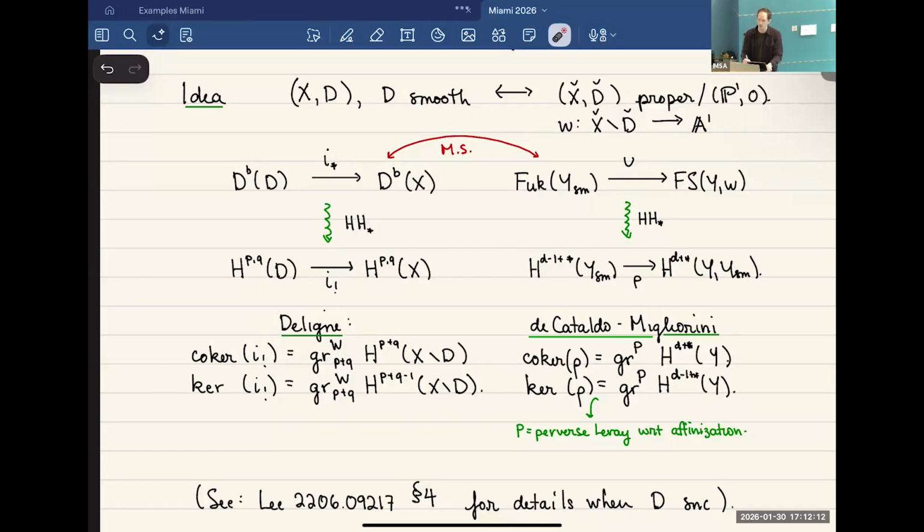And so you have a couple of functors appearing on both sides of the mirror here. Here you have the pushforward functor from the derived category of D to the derived category of X. And on the other side, you have some sort of cup product functor relating the Fukaya category of a smooth fiber of the Landau-Ginzburg model to the Fukaya-Seidel category of Y and W. So you should take this as very broad inspiration. I'm not saying it very precisely at all, at the very least.